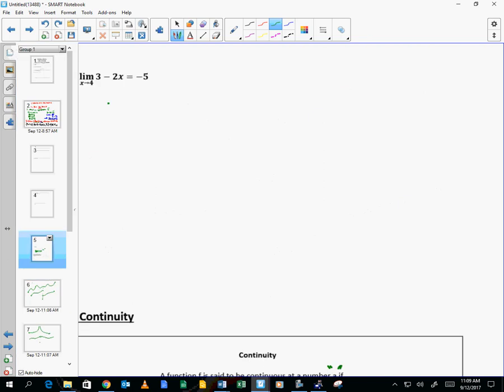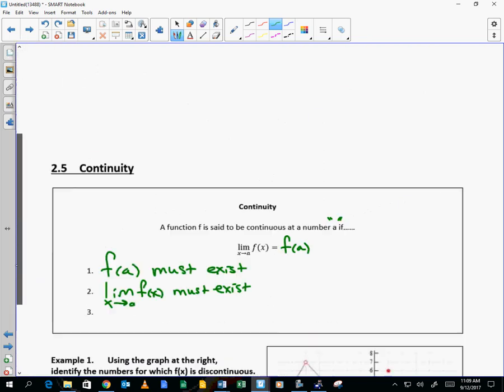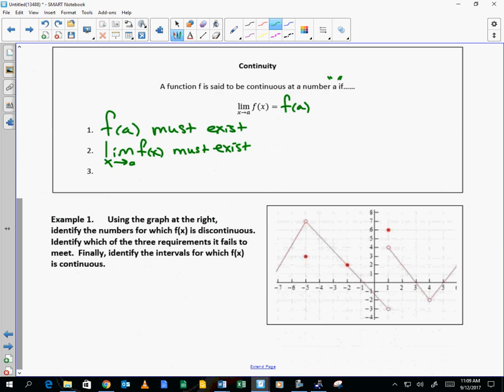And then finally, the very last one, as long as you know the first two, the last one's very simple. It's just that 1 and 2 have to be the same. Or the limit as x goes to a of the function must be equal to whatever we get when we plug in the function value.